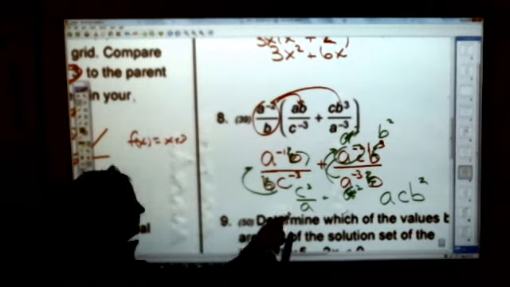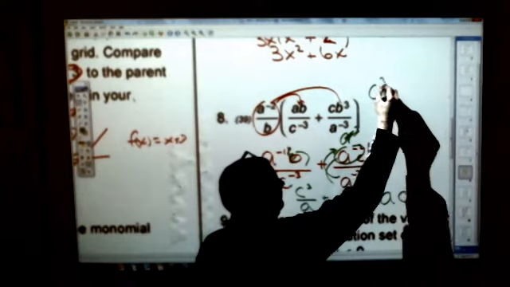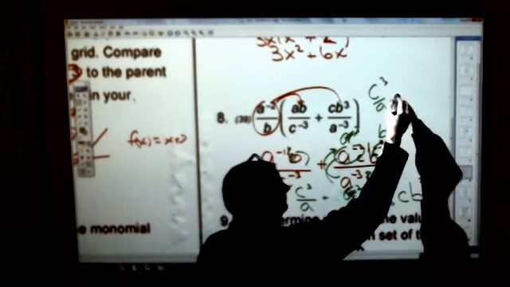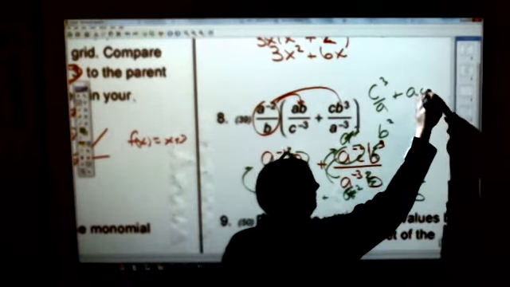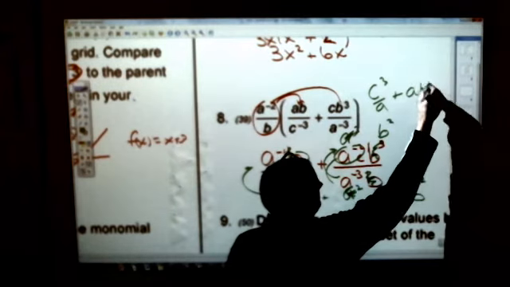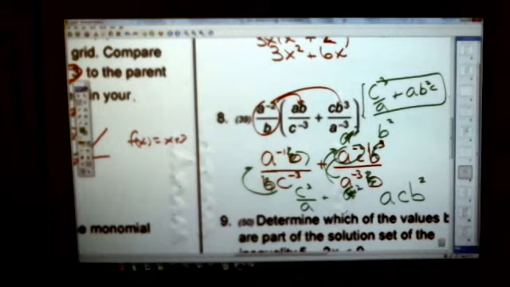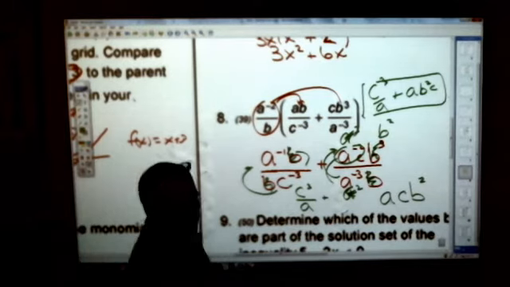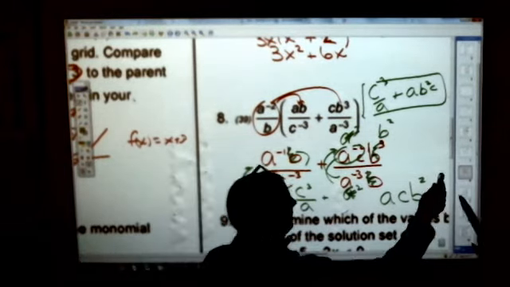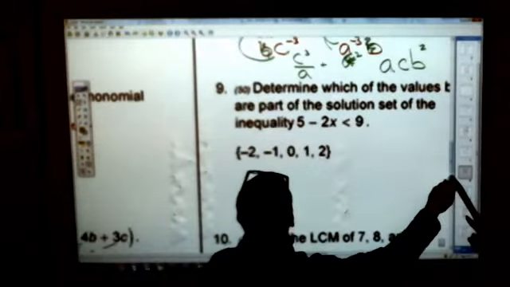Was this the answer? c cubed over a b c squared. Yes, no, stop, hands up, thumbs down? I think we're making progress, children.